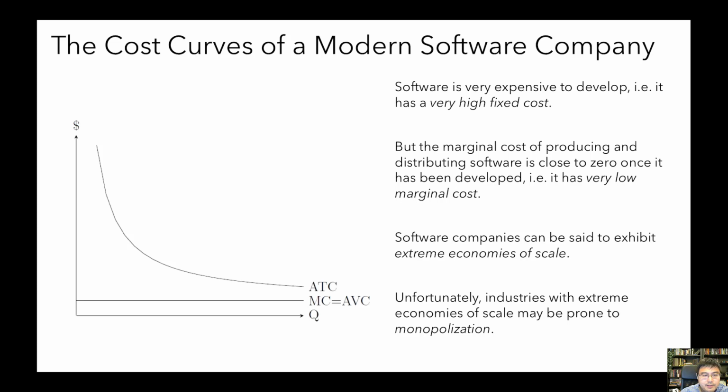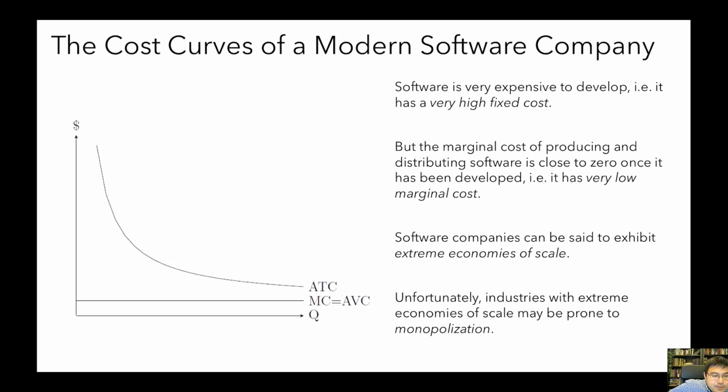So I think it's worth our time to think about what a typical cost curve might look like for a modern software or entertainment company. Now, the unique feature of software and also of entertainment and media is that it's very expensive to develop, so it has a very high fixed cost. But once it's been developed, the marginal cost of producing and distributing it is basically very close to zero, right? So think about it. Once you've built your software or created your TV show, the only real cost to reproduce and distribute it is going to be the data bandwidth that it takes to deliver it to the consumer.